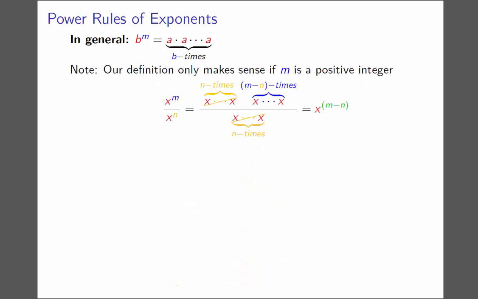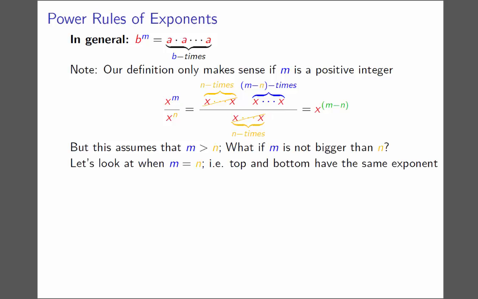Now let's take a closer look at what we learned about x to the m divided by x to the n. But this assumes that m is bigger than n, and we have more x's up top to cancel with the x's down bottom. But what if m is not bigger than n? First, let's look at when m equals n. In other words, the top and bottom have the same exponent.